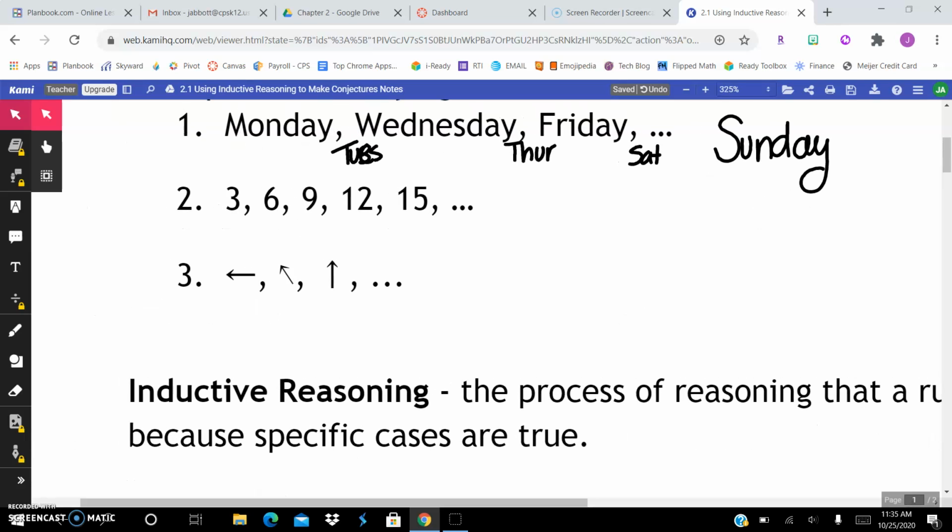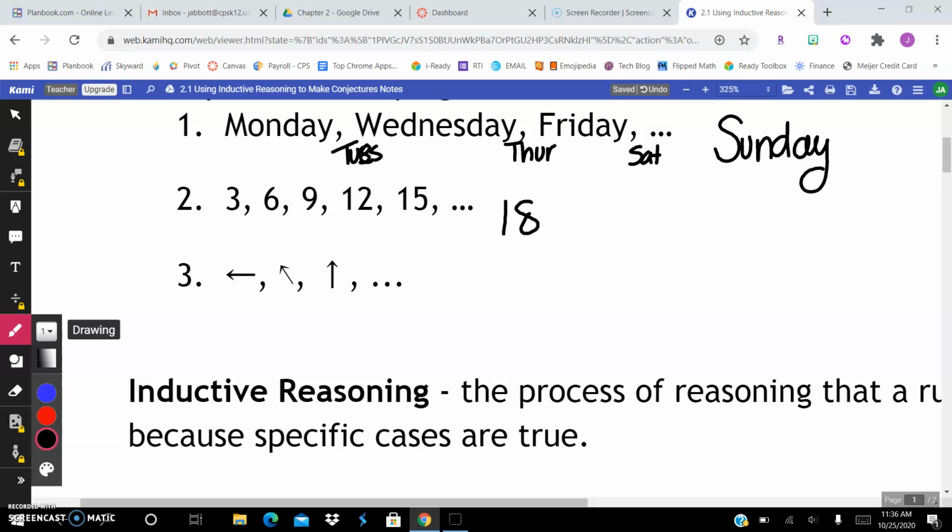For number 2, we have 3, 6, 9, 12, 15. So we have to look at that and figure out what the pattern is. Well, we're adding 3 every time. So 15 plus 3 would be 18. So 18 would be our next in the pattern.